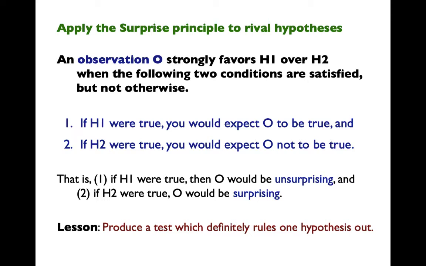1. If H1 were true, you would expect your predicted observation to be true. And if H2 were true, the rival to H1, you would expect your observation not to be true. So you want to find an observation that distinguishes the two hypotheses. That is, if H1 were true, then your observation would be unsurprising, and if H2 were true, that same observation would be surprising. You want to produce a test which definitely rules one hypothesis out. Let's see how this works.